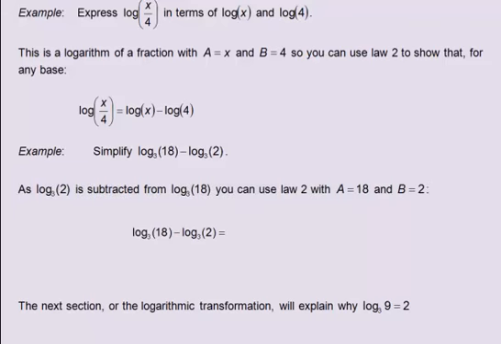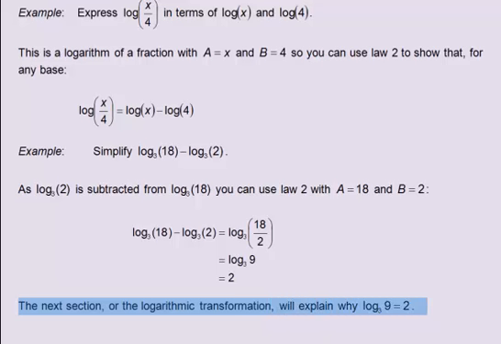Log to the base 3 of 18 minus log to the base 3 of 2 equals log to the base 3 of 18 divided by 2. As 18 divided by 2 is 9, this equals log to the base 3 of 9, and this in turn equals 2. The next section, on the logarithmic transformation, will explain why log to the base 3 of 9 equals 2.